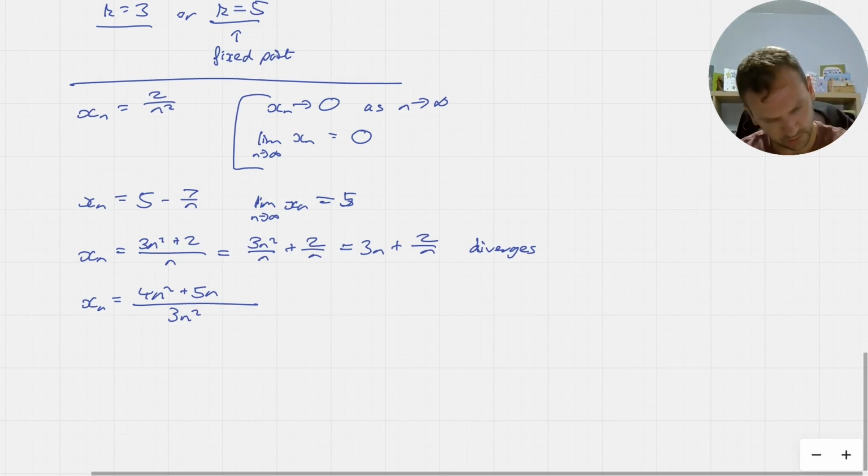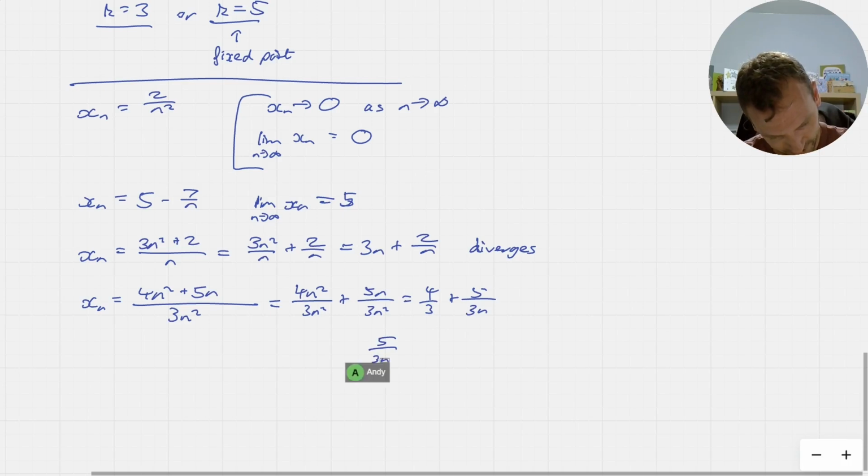Well, in order to see what's going on, if we split this fraction up, so if we have 4n squared over 3n squared plus 5n over 3n squared, well, now we can simplify, and we're just going to get 4 over 3 plus 5 over 3n. Well, we know that 5 over 3n will tend to 0 as n tends to infinity. That's very much like the first couple we looked at.